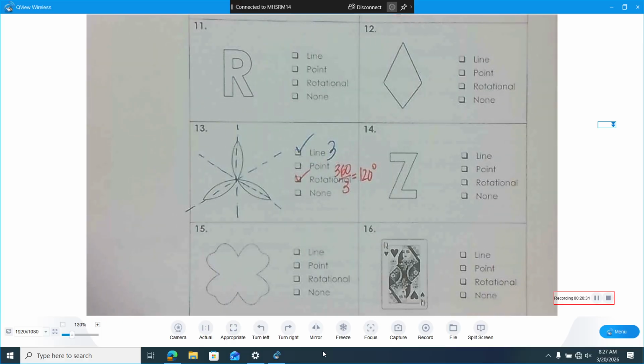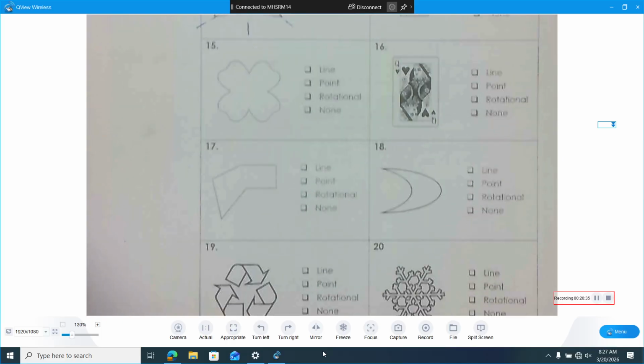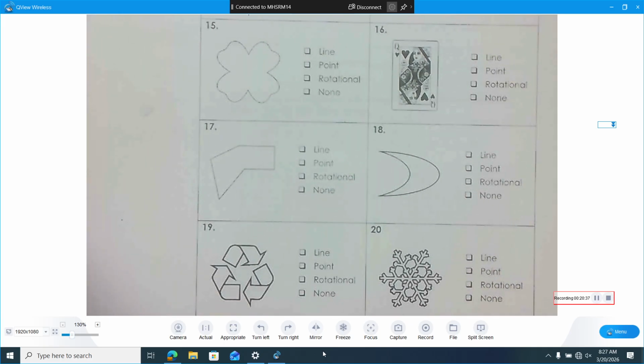Awesome. Okay, and then of course there's like the snowflake down here, which I think is really, really cool. It also has a lot of symmetry going on in it. But be careful, it does take a little bit of time. A lot of line symmetry and rotational symmetry for both of these.